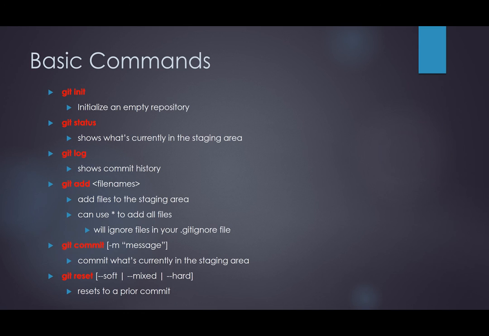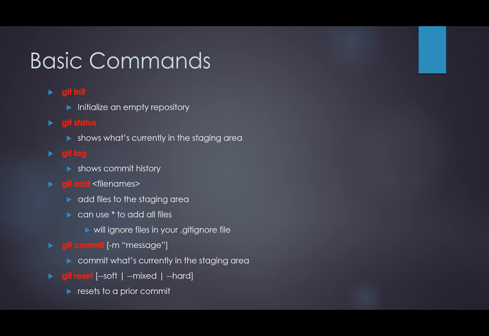So I'm going to go over a couple of the basic commands in Git. git init basically initializes an empty repository. git status shows you what's currently in the staging area, so the area that you place files in right before the commit. git log will show you the commit history. I'll show you an example of this later, but it'll show you all the commits that have been made to the branch that you're currently working out of.